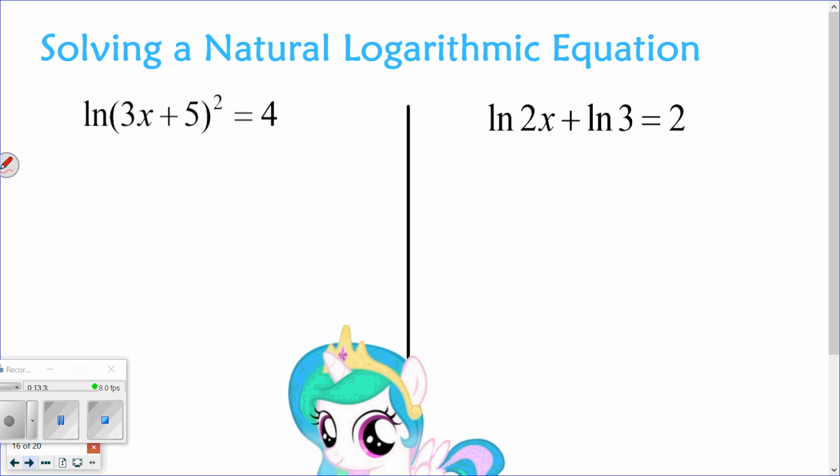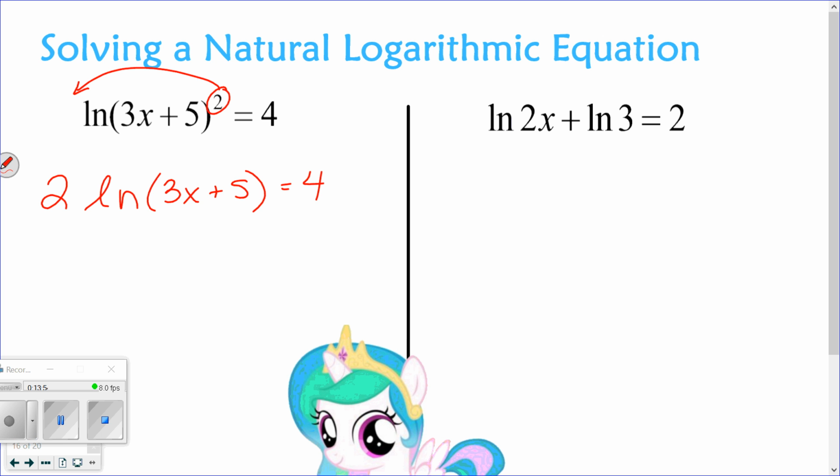All right, on this first one, what should I do first? Pull the 2 out in front. Yeah, you got that exponent. Take your exponent out in front. Hey, guys, 2 problems. Hang with me.